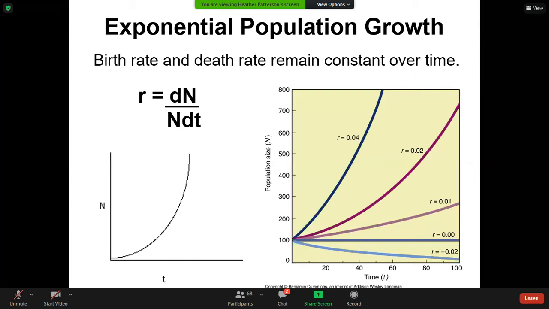So in our example here, we have dN over N dt. So N is our population size and t is time. And the d's, I'm pretty sure Dr. Lisk has gone over with you guys, represent change in time and change in population. So our exponential growth model assumes that the birth rate and death rate remain consistent over time.